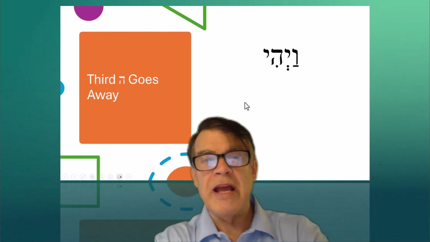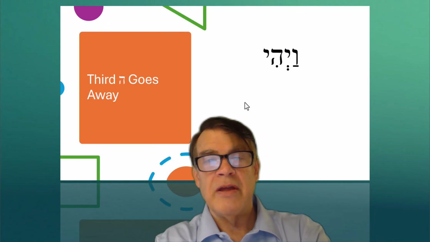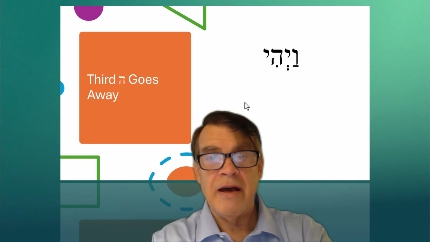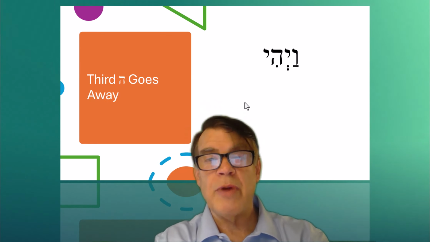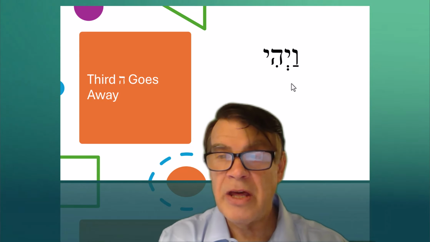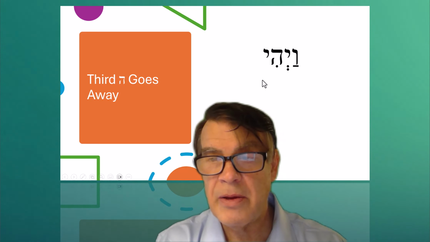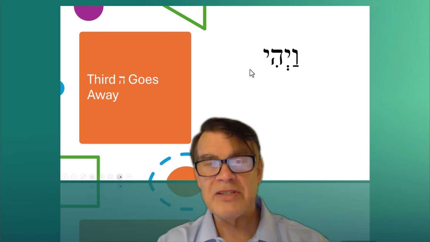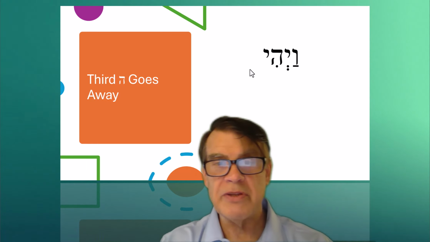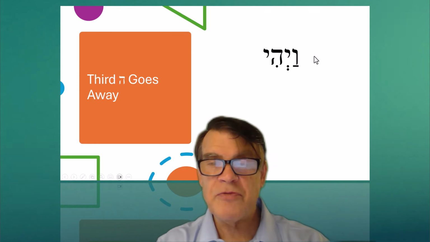So our next contestant is what's called a Third-Hay verb. That's where the third radical is a hay. Now we saw this, or you will see this in the next lesson if you're following the book or following the series or following the course. This is from Genesis 1:3, Vayahi, and it means "and it was."